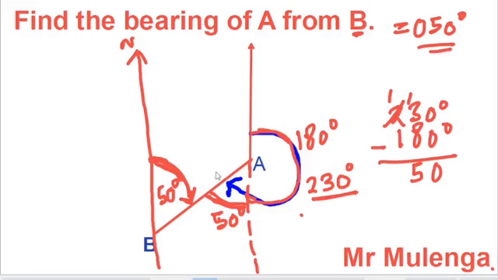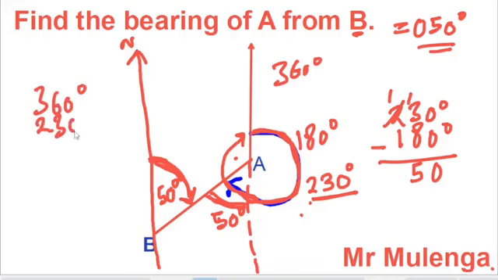Then if you want to use a different method under the same question, you can consider the complete angle. What I mean is this: you know that this complete angle right here should be equal to 360 degrees. Now you already have this angle from here up to here, which is 230. So to find this remaining angle, you get 360 degrees minus 230 degrees.